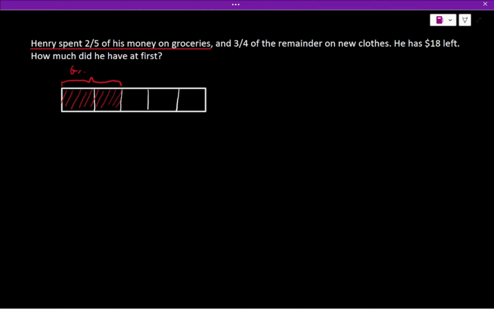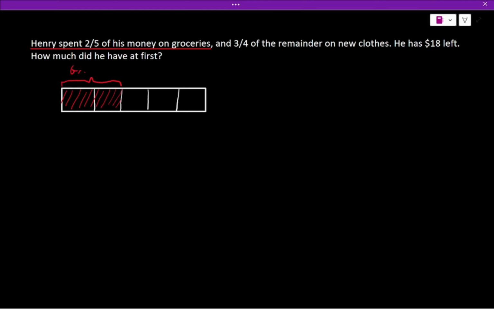Now, the question said that 3/4 of the remainder is spent on new clothes. So let's go ahead and draw that part. Now we see that we have 3/5 over here, which is not 3/4. So we probably want to draw a new bar for just this section right here. So let's extend it right here, and we are going to draw a brand new bar.